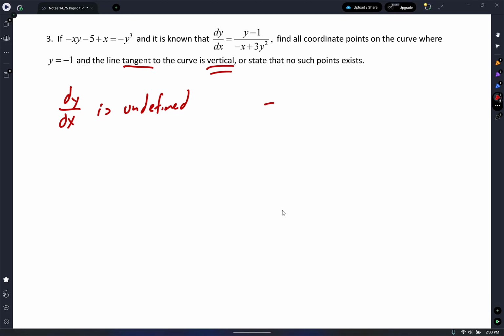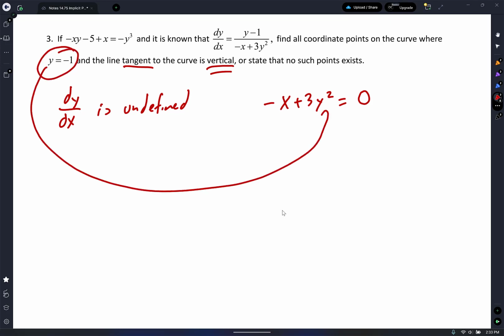All right, here we go. -x plus 3y squared equals 0. That's the only way that this slope will be undefined. Yay or nay? They already tell us what the y value is. So that's what I'm going to plug in, and I'm going to get an x. So -x plus 3 times -1 squared equals 0. Are we still okay? Okay, so -1 squared is 1, and then 1 times 3, 3. So -x plus 3 equals 0.